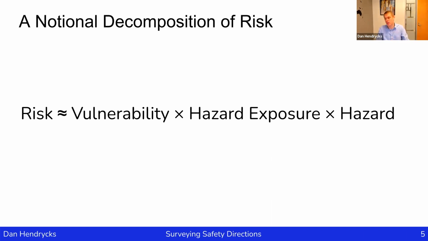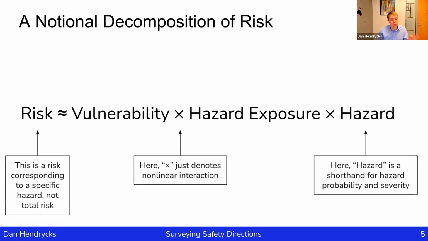But all those factors address or can reduce risk. I should remind you that this is risk corresponding to a specific hazard. It's not total risk. You would basically add up all the hazards to get total risk. This is a notional decomposition, so X here doesn't necessarily mean multiplication. I'm just talking about nonlinear interaction, and hazard is a shorthand for the hazard probability and severity. So that was just sort of dotting my I's and crossing my T's.